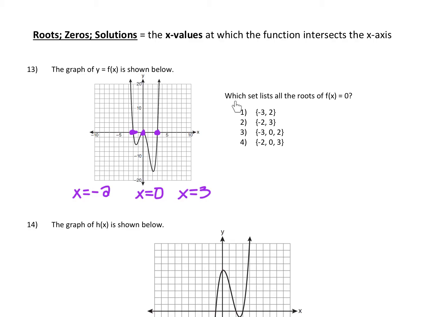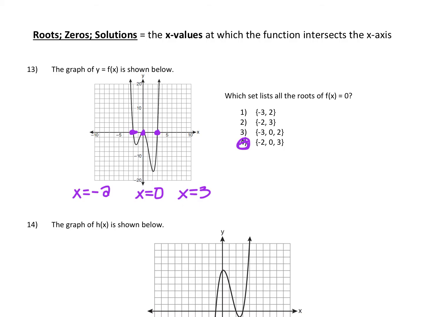So when this question says, which set lists all the roots of when our function f of x equals 0, well, these right here are our roots. So we see that in choice 3, -2, 0, and 3. And instead of writing them out, you could put them in curly brackets like they do here. So choice 4, I'm going to cross that off, would be our answer.